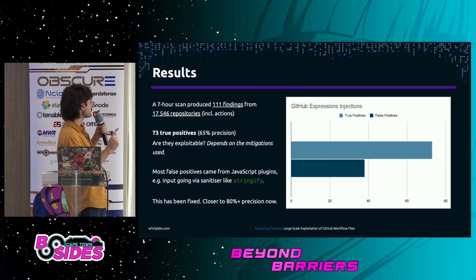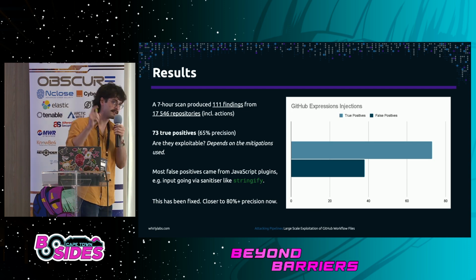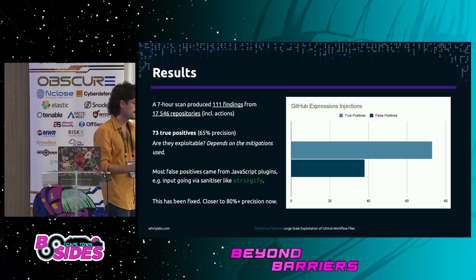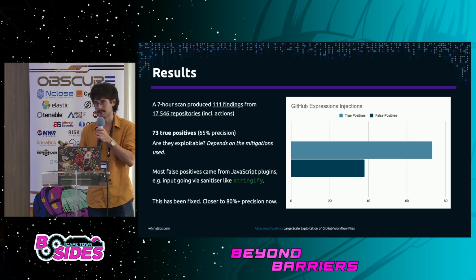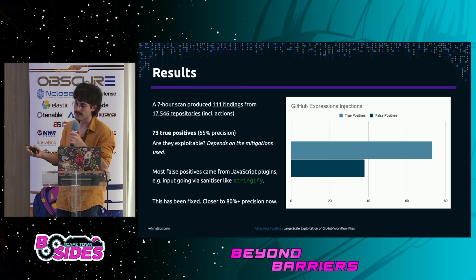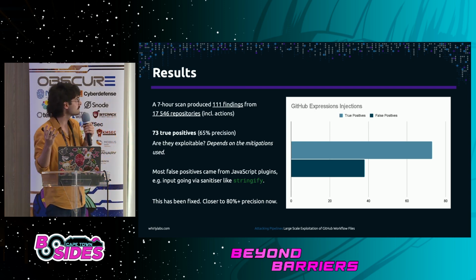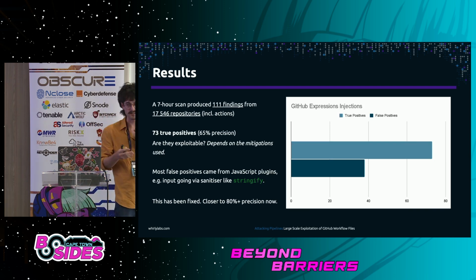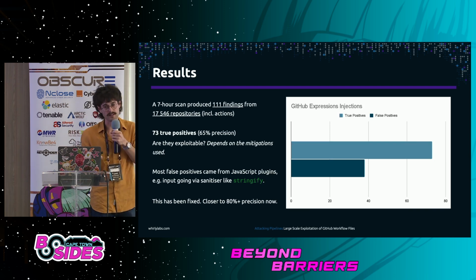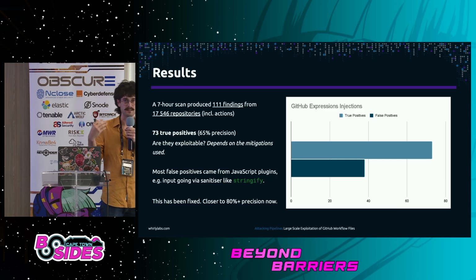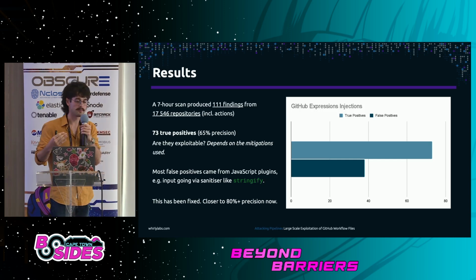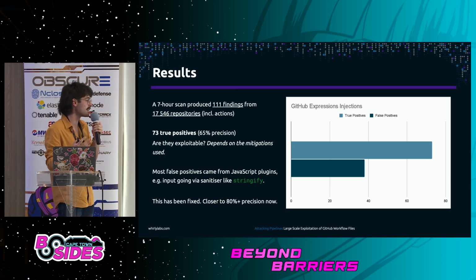A lot of the false positives came from JavaScript plugins. We did correctly track an input to an output, but there was some kind of sanitation that we didn't validate at the time of the analysis. Like stringify will pretty much transform any kind of script or injection to something pretty unusable, but that can be accounted for. In the latest version on master, we have accounted for some of the sanitizers, so that improves our precision to closer to 80%.